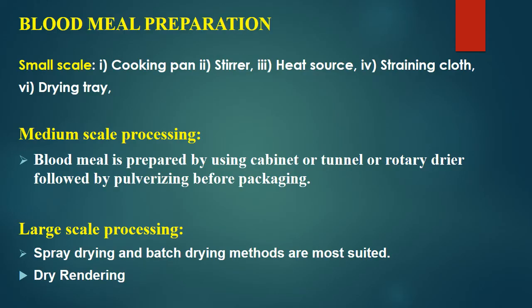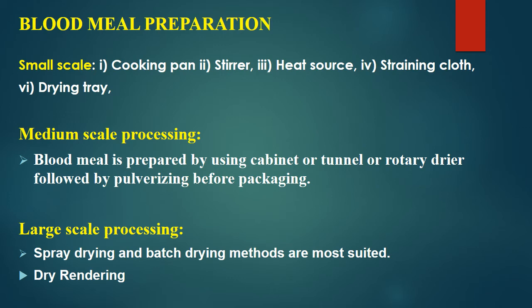Now we will discuss different methods of blood meal preparation. There is a small scale method wherein we can have small cooking vessels, cook the blood, squeeze it with cloth and dry it. So we need some cooking vessels, a heating source, straining cloth and a drying tray. This drying can be done in the sun also.